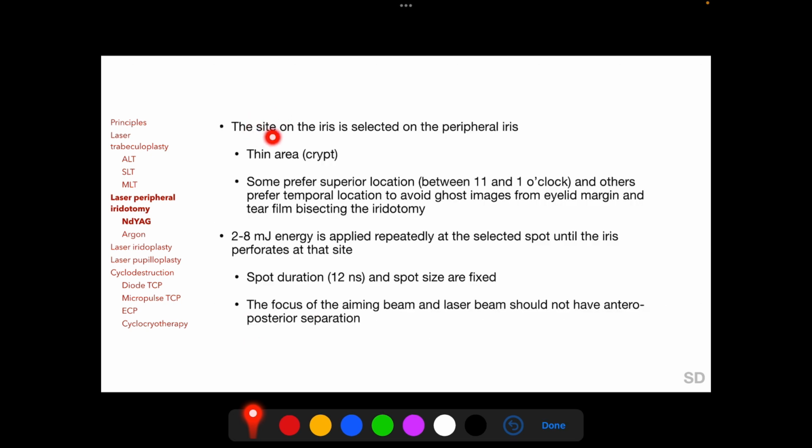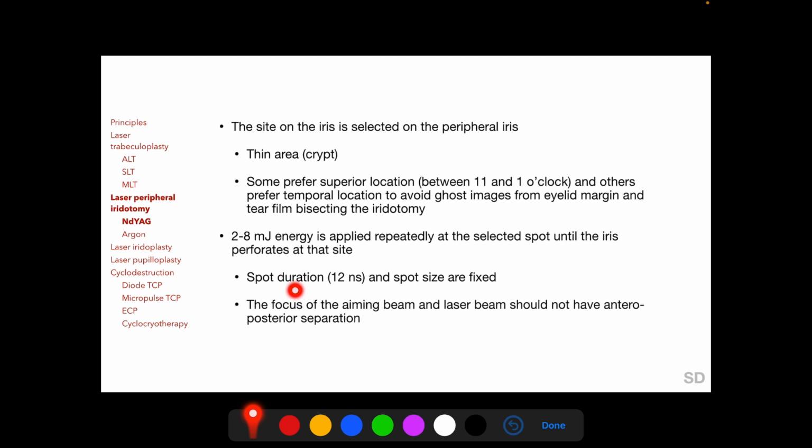The iridotomy site is selected on the peripheral iris, and a thin area of the iris is selected, preferably an iris crypt which can be penetrated more easily. And regarding the location of the iridotomy, some prefer superior location between 11 and 1 o'clock, and others prefer the temporal location to avoid ghost images from occurring, which is said to occur when eyelid margin or tear film bisects the iridotomy opening. 2 to 8 millijoules of energy is usually required and is applied repeatedly at the selected site until the iris perforates at that site.